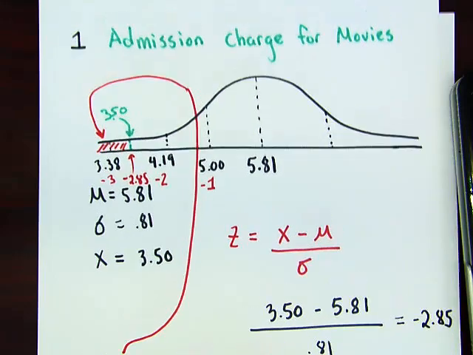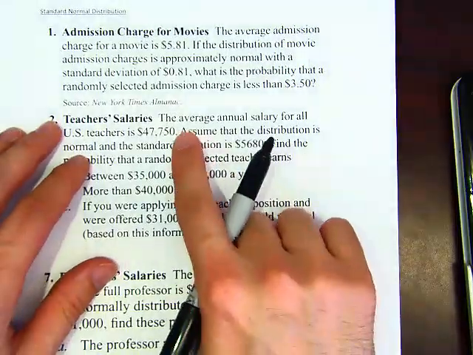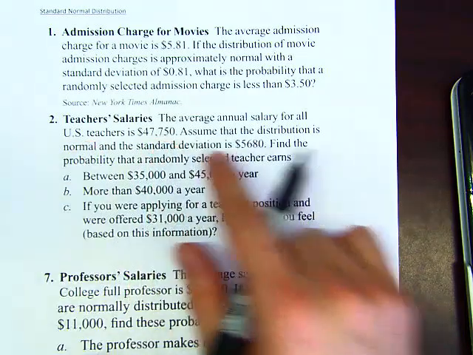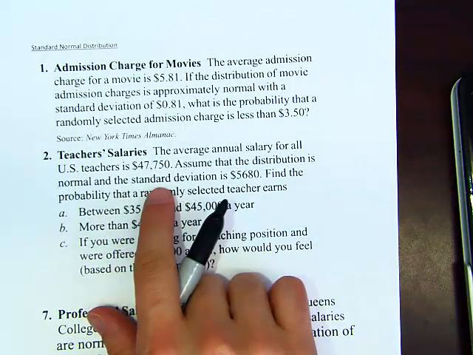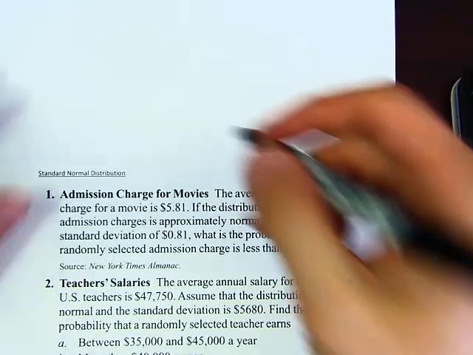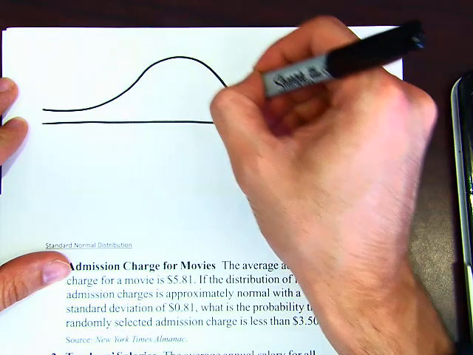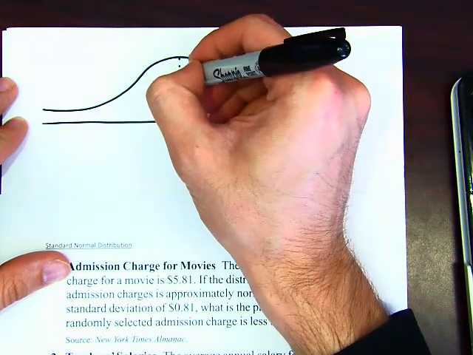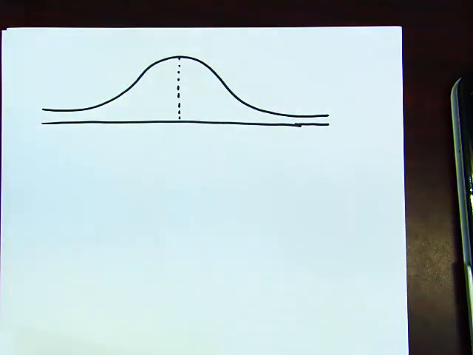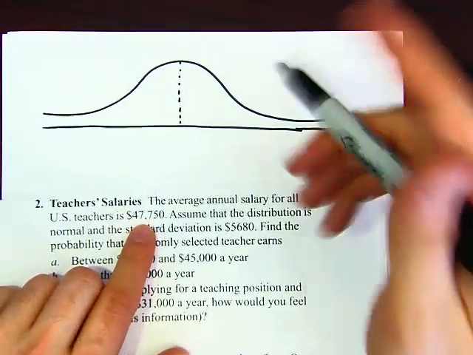So here it says teachers' salaries. Okay, so the average annual salary for all U.S. teachers is $47,750. So assume that the distribution is normal and the standard deviation is 5,680. So here, let's first draw a picture that we have some normal distribution, right? And our center is here. And what is our mean?